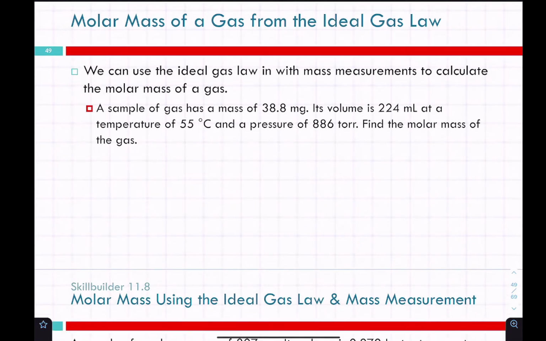So if you have a sample of gas with a mass of 38.8 milligrams, and its volume is 224 milliliters at a temperature of 55 degrees C and a pressure of 886 torr, find the molar mass of the gas. So the key concept here is that molar mass is the grams per mole of a substance.